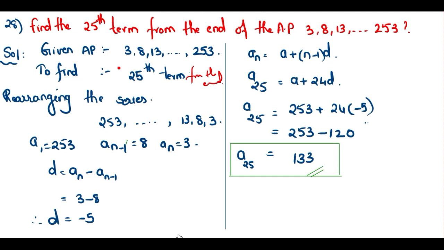So we have the formula, an is equals to A plus n minus 1 into D. So A25 will be A plus n minus 1, that is 25 minus 1 will give us 24D. So A25 will be, A is 253 as we have here, first term is 253 plus 24 into D, which is minus 5. So it will give 253 plus into minus is minus, 24 5s are 120. So it will give us 133 as the 25th term from the end of the given series.